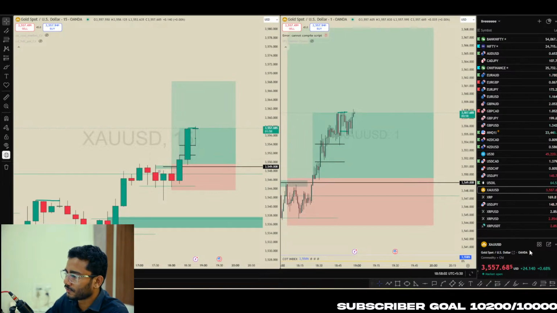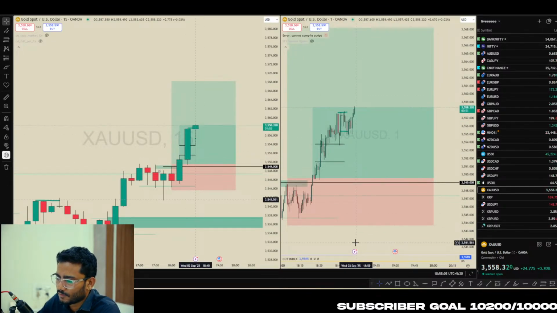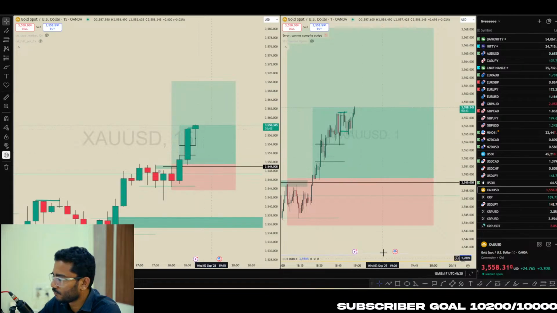Three three five nine. Yes, it will hit 3359. Don't worry. Very easily, in just two candles, I think it will hit, because the structure has broken to the left side. So we can expect a good move to the upside. Nice, nice.